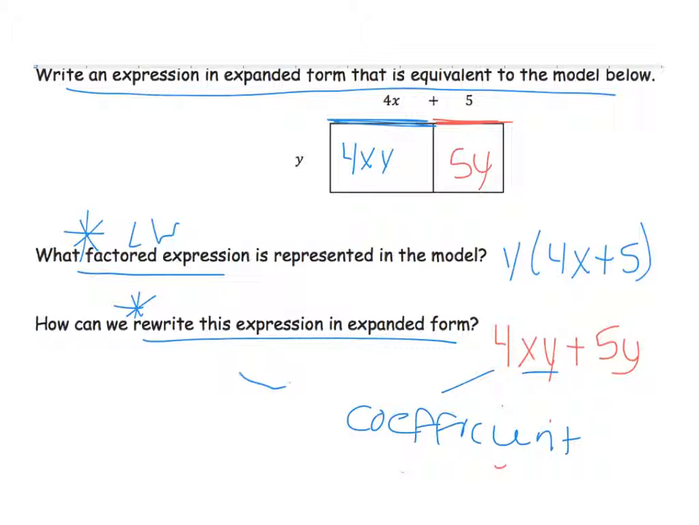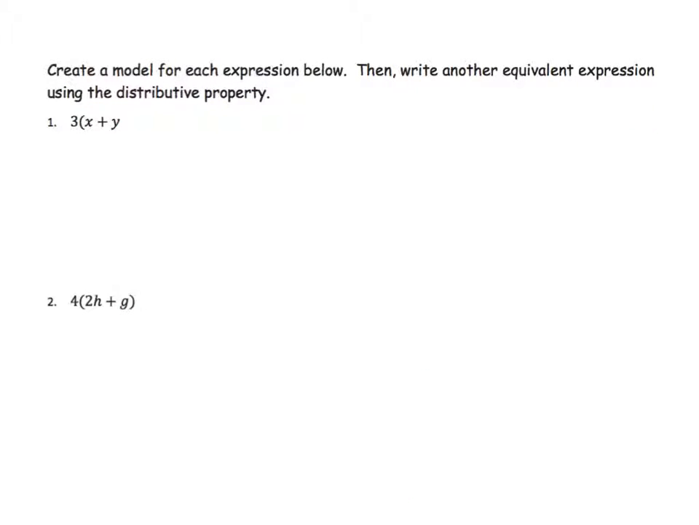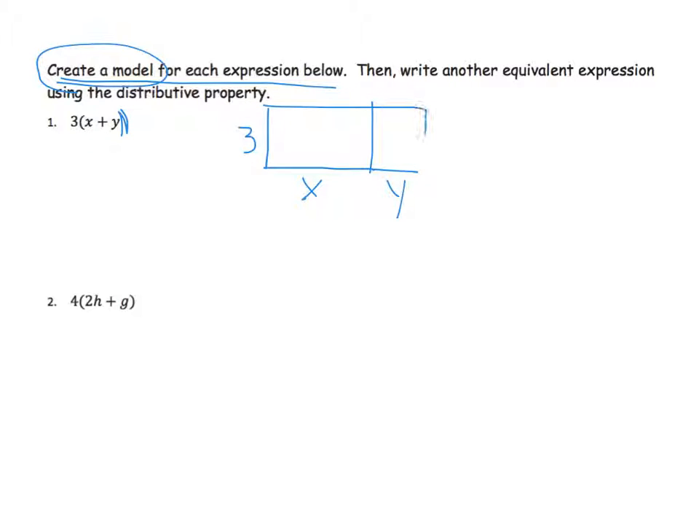And then the variables are in alphabetical order. All right, so now it says create a model and then write another equivalent expression. So these are in factored form. So I'm actually going to, you can create the model, and I'll actually do the first one. So this would be the 3, and this would be the x and the y. So this is my model.